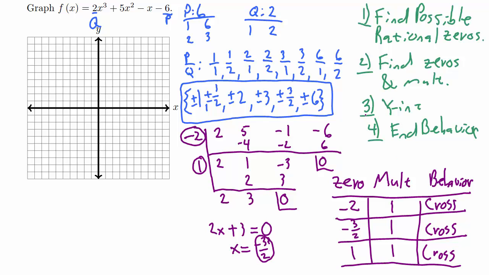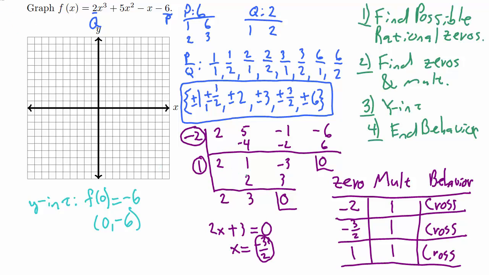Good. The next thing we need is the y-intercept. Now, to get the y-intercept, it's actually pretty easy. The y-intercept, we just need f of 0. In other words, x is 0 for your y-intercept. So plug in 0 for all the x's, what are we left with? Well, we're left with -6. So the y-intercept is 0, -6.